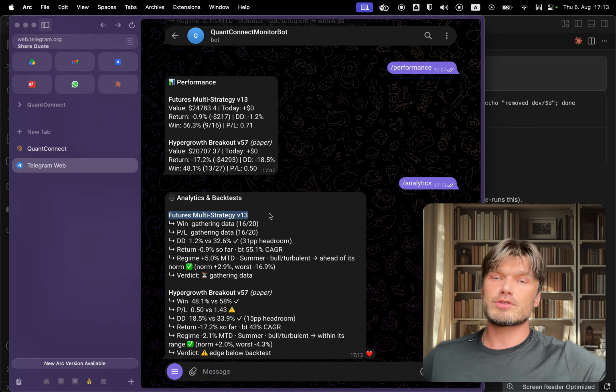For example, the future strategy. It is still gathering data because only 16 trades have been performed over the last month. And so its verdict is still gathering data. Therefore, not all the analytics is going to be shown here. But for example, the drawdown here is 1.2% versus 32% on the backtesting. Returns is minus 0.19 versus 55 in the backtesting.